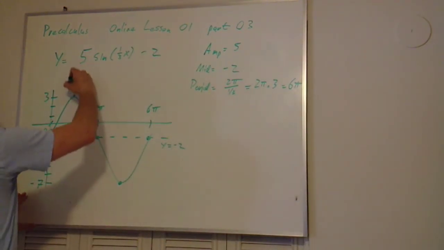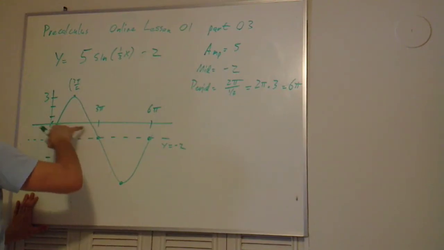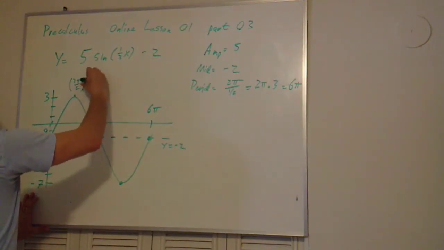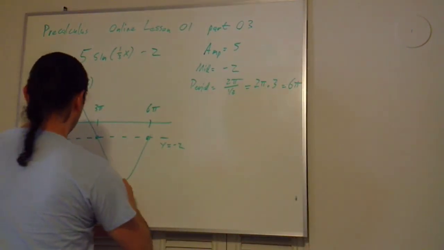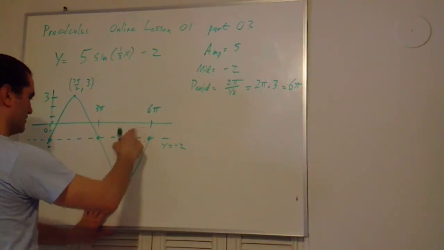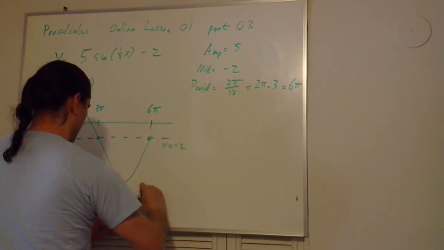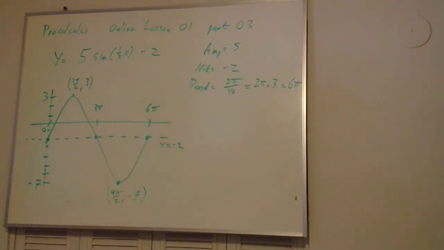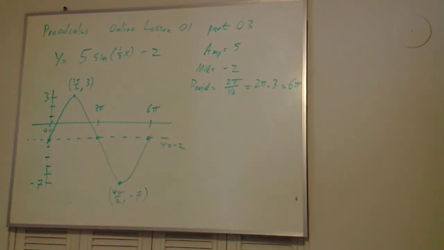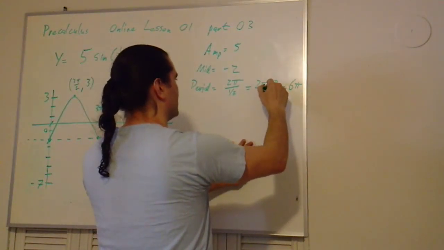This is the point 3 pi over 2, right between 0 and 3 pi, comma 3. This is the point in between these, 4.5 pi, so 9 pi over 2, negative 7.